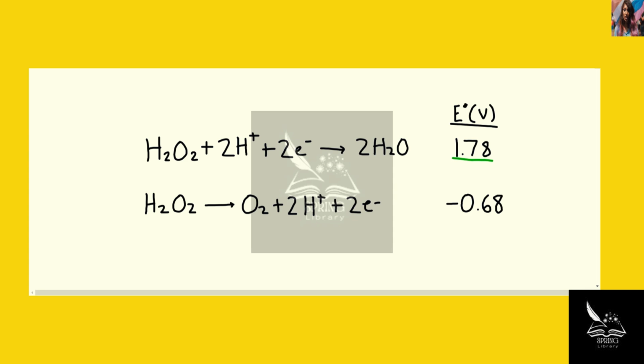We see that 1.78 corresponds to the potential of H2O2 to be reduced, while 0.68 corresponds to the potential of H2O2 to be oxidized. And so when we compare those two magnitudes, we see that it has a greater potential to be reduced, and so it is therefore a better oxidizing agent. So we can conclude that hydrogen peroxide is a better oxidizing agent than it is a reducing agent.